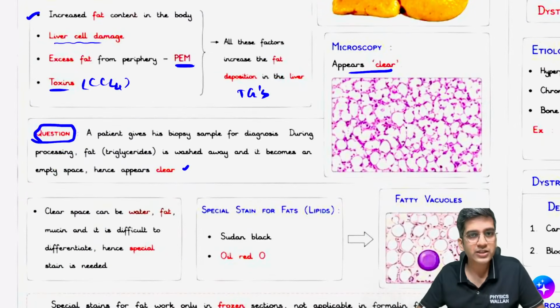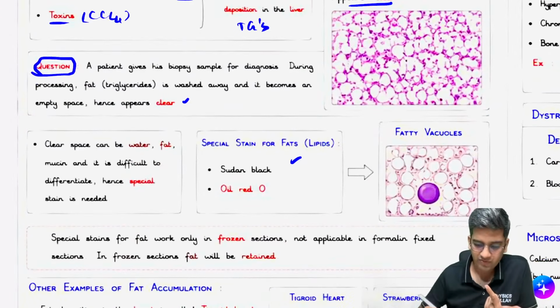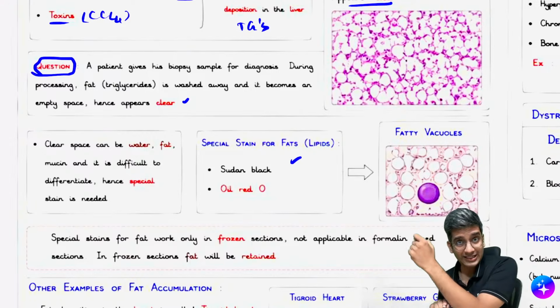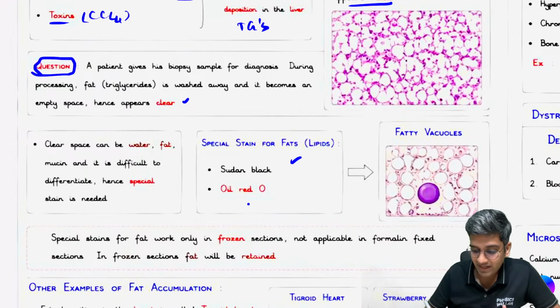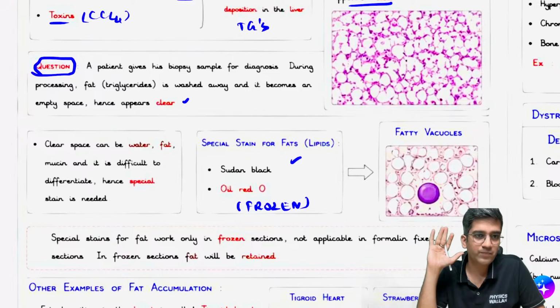So fat appears clear, and obviously when something is clear, I need to know the stains for fat. You have Sudan black and Oil Red O. These are perfect stains for fat. But since fat is clear in microscopy, for doing fat stains I need a frozen section. I cannot do a fat stain in a normal section. I have to do it only in a frozen section. As simple as that.